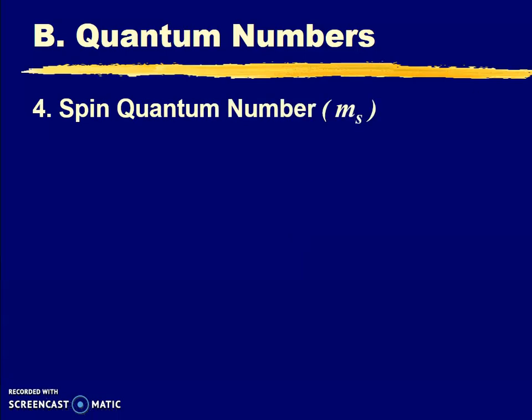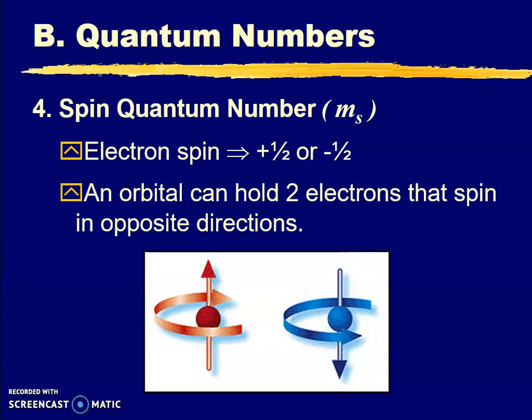Our fourth and last quantum number is the spin quantum number, M sub S. There's only two options for this, positive 1/2 or negative 1/2. This is a representation of what direction that electron is spinning in. Every orbital can hold 2 electrons, but they have to spin in opposite directions. One is going to have an upward spin, that's the positive 1/2. One is going to have a downward spin, that's the negative 1/2. All 4 numbers come together to create the specific information about an electron.